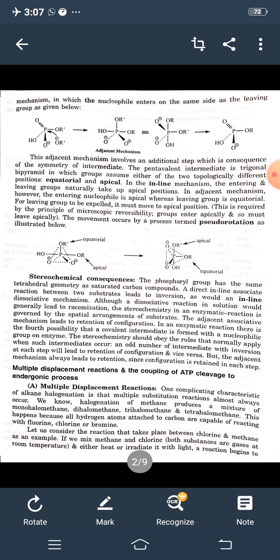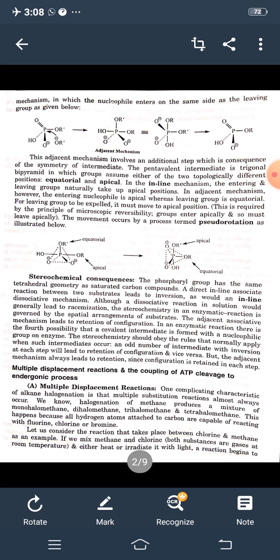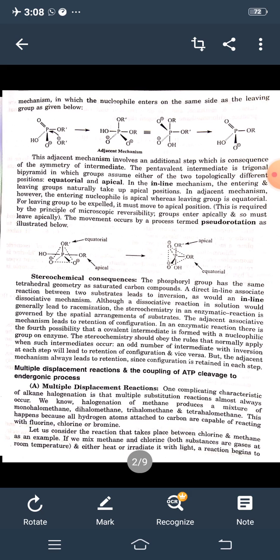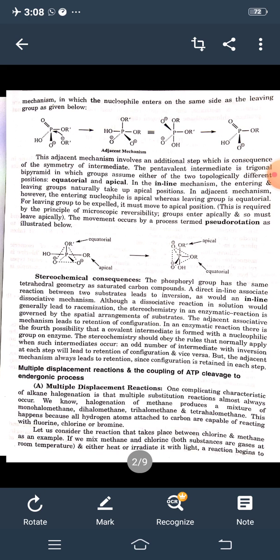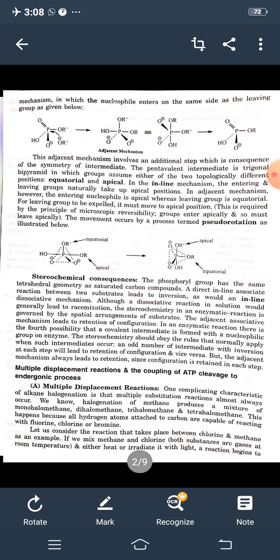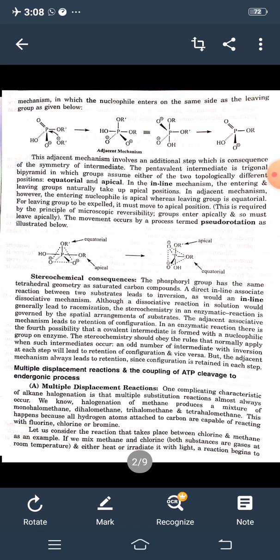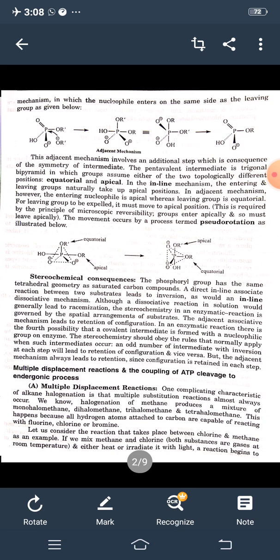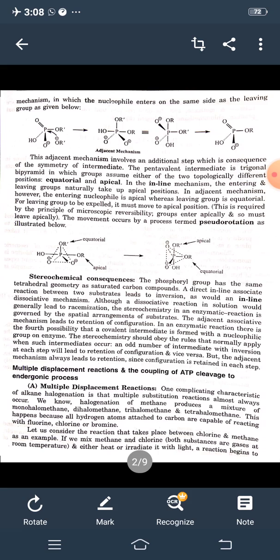This is required by the principles of microscopic reversibility. Groups enter apically and so must leave apically. The movement occurs by a process termed as pseudo-rotation, as illustrated in the following example. In this, phosphorus is the central atom with apical position occupied by OR group and equatorial position by OR dash, and it gives in the product OR dash becomes apical and OR group attacks at equatorial.